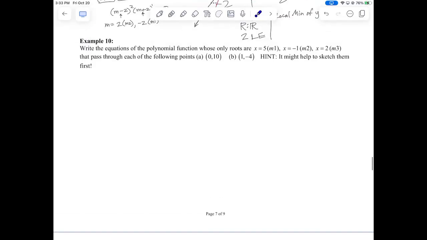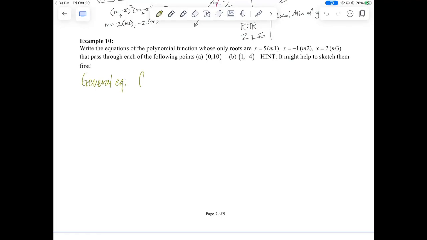All right, looking at example 10. Let's write the equation of a polynomial function whose roots are 5, multiplicity 1, negative 1, multiplicity 2, and 2, multiplicity 3 only. So those are the only ones, and they pass through particular points. For a problem like this, we're going to want to first create what's called a general equation.